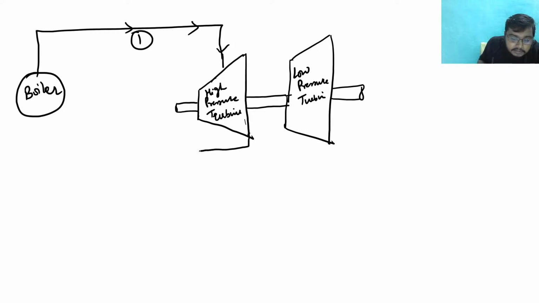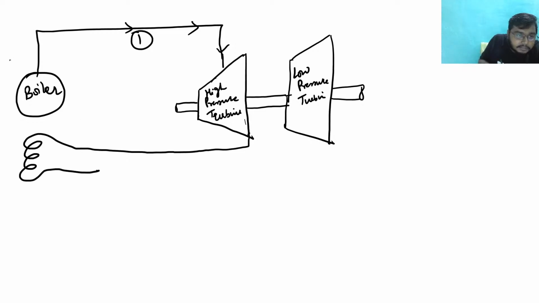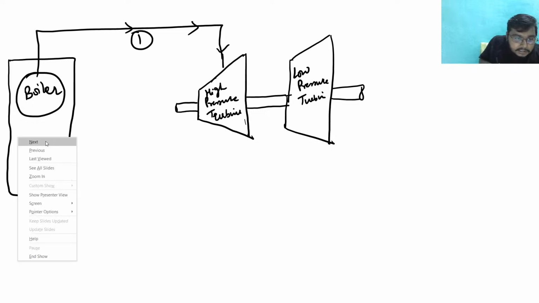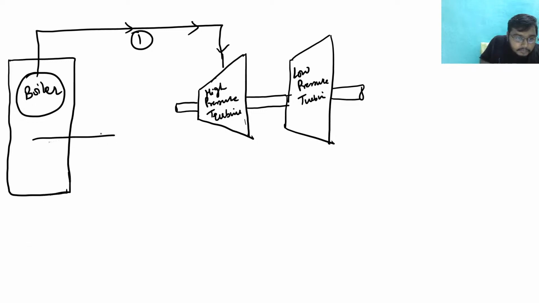I am feeding that steam to a reheater, to a reheater. And suppose this arrangement is in the boiler, clear? Suppose this arrangement is in the boiler. So what I am doing, this is the reheater. Let me draw very nicely. There is a reheater, and this reheater is from here.